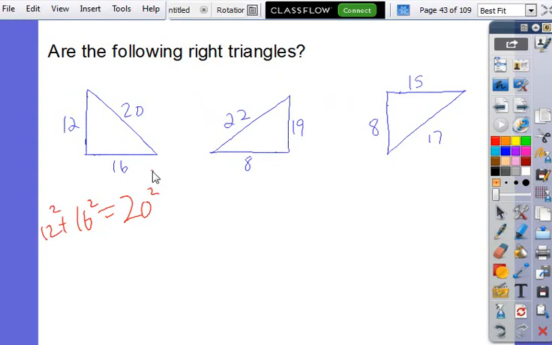I'm going to put the 20 in the C spot. See if you get the same number on both sides. If you do, it's a right triangle. If you don't, it's not. Say I gave you these numbers.